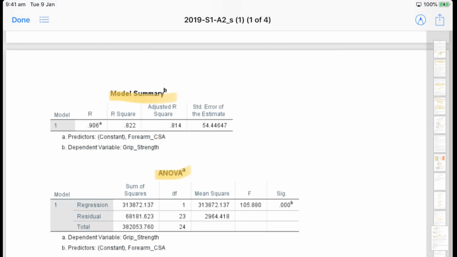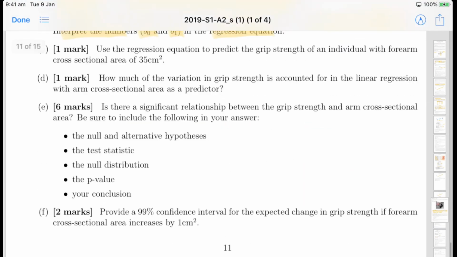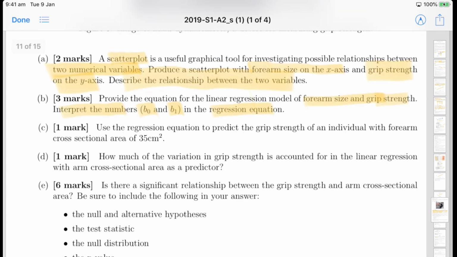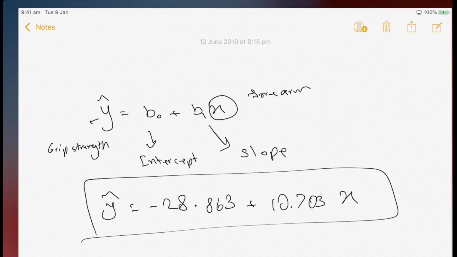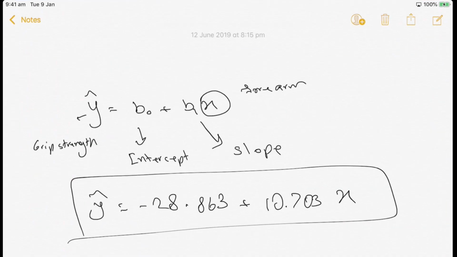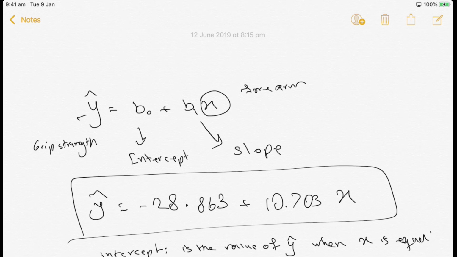What else do we need? That's all about it. We need to interpret B0 and B1. How do you interpret that? B0 is the intercept. The intercept is the value of the response variable, the value of Y hat when X is equal to 0.